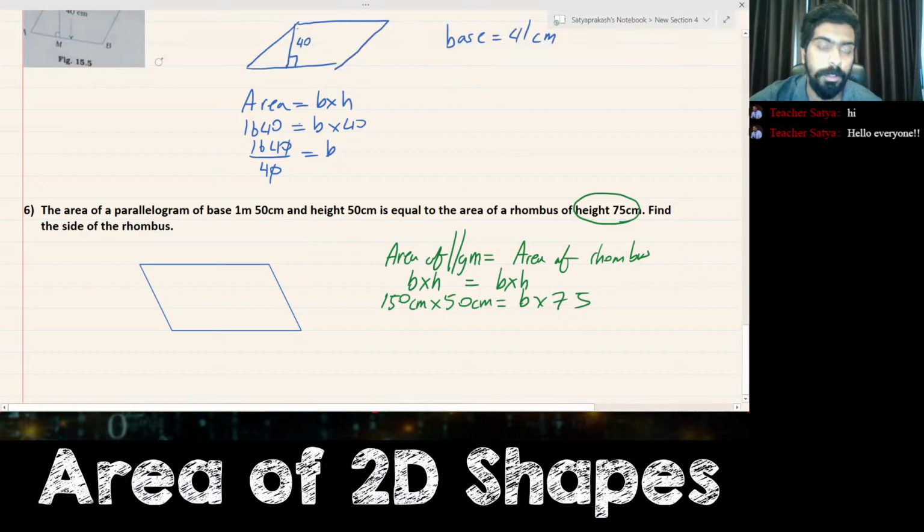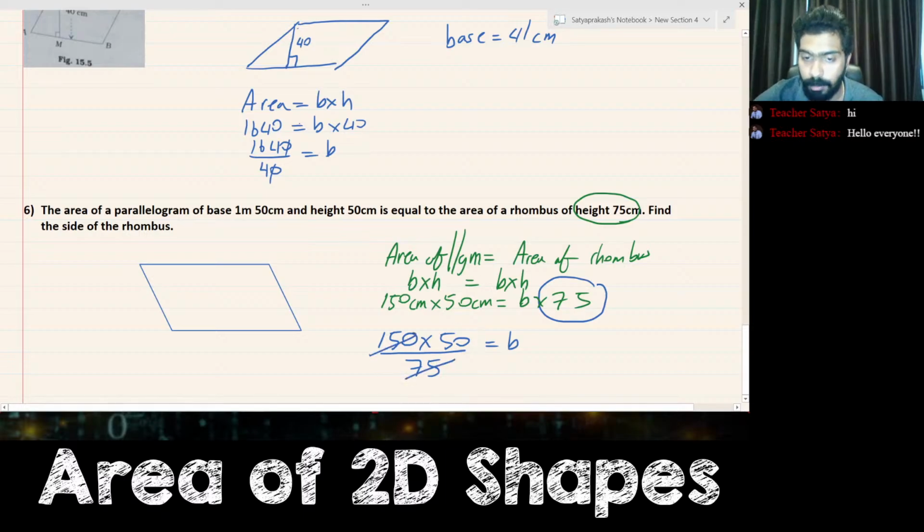So here we know that the area of a parallelogram is equal to the area of a rhombus. Now in order to find B, I'm going to transpose this 75 to the other side. So we have 150 times 50 over 75 is equal to the base, right? So I transpose 75, and 150 can simplify each other. So we have 1 and 2. And 2 times 50 is equal to 100. So therefore, the side is equal to 100 centimeter. All right, guys, 100 centimeter.